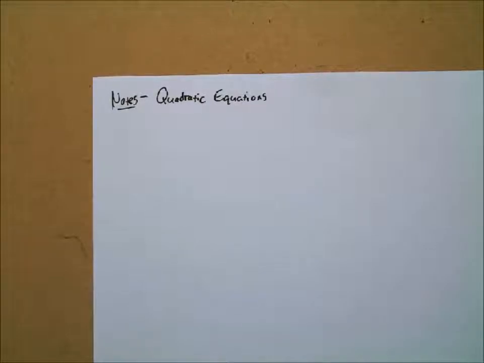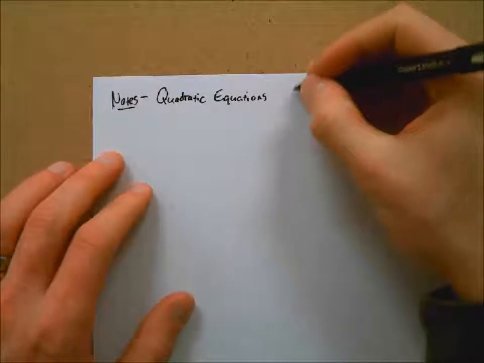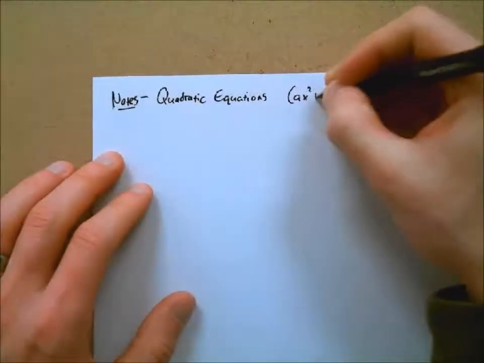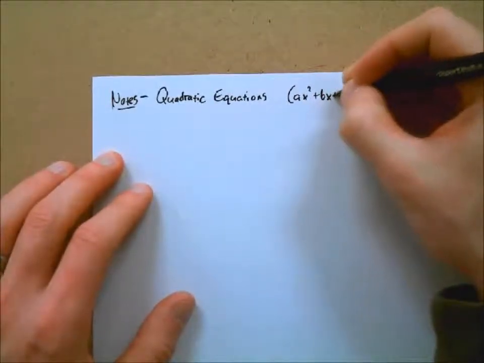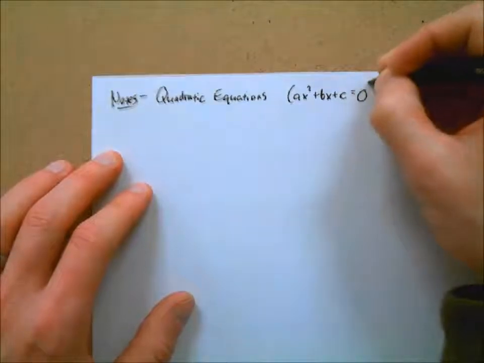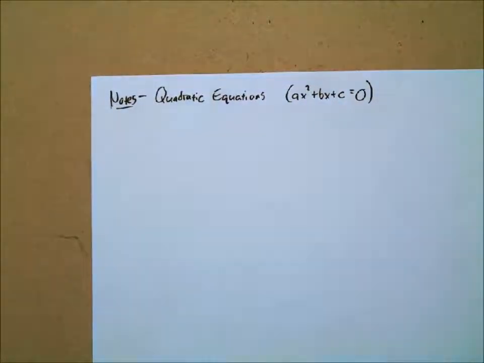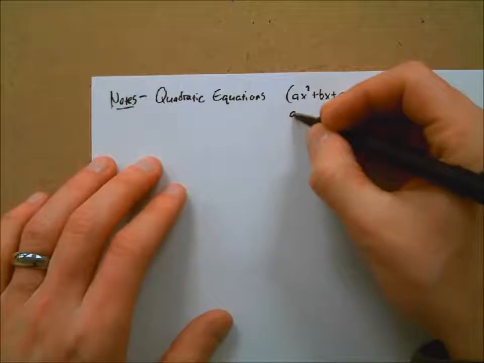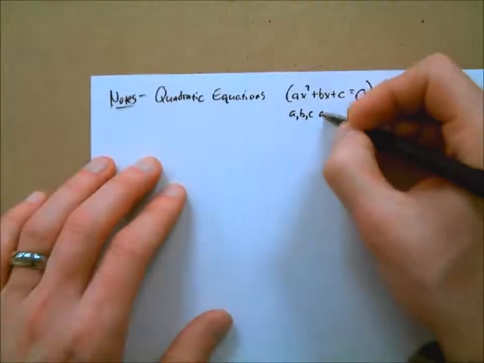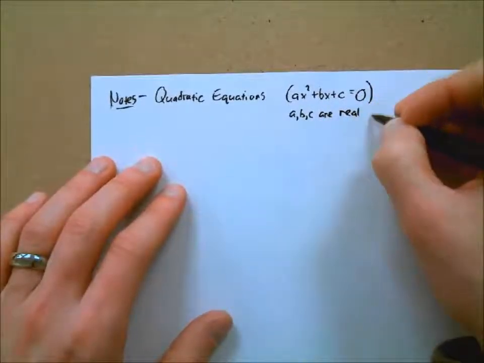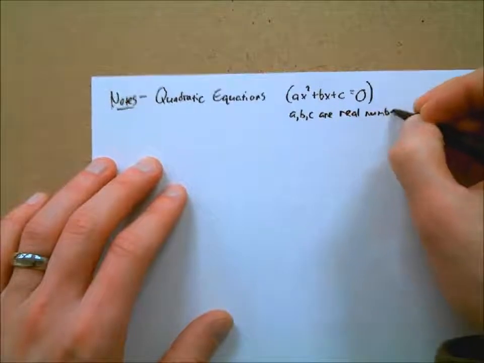Anyway, there we go. So quadratic equations, something that you've seen in the past, right? These are equations that can be written in the form ax squared plus bx plus c equals 0, where a, b, and c are what we say real numbers. It could be positive, could be negative.